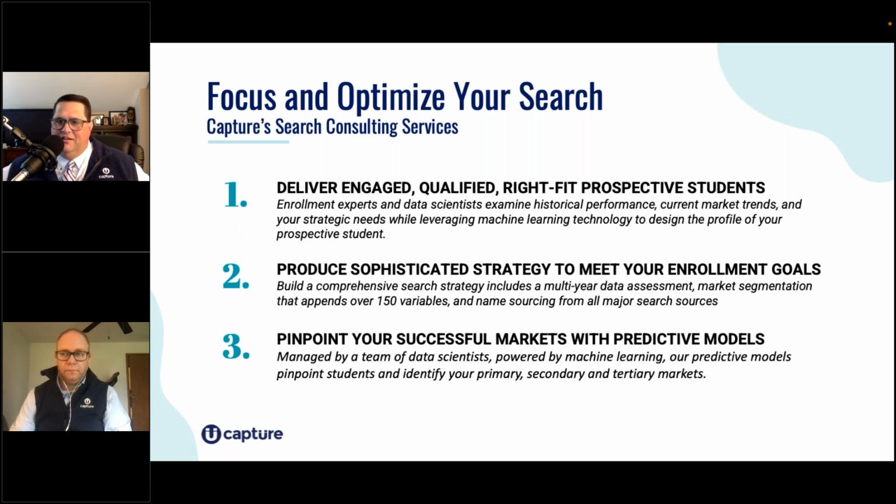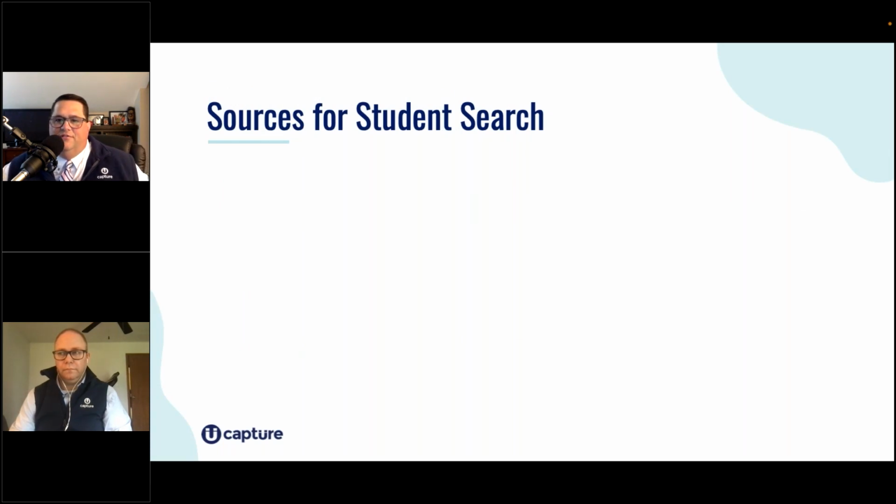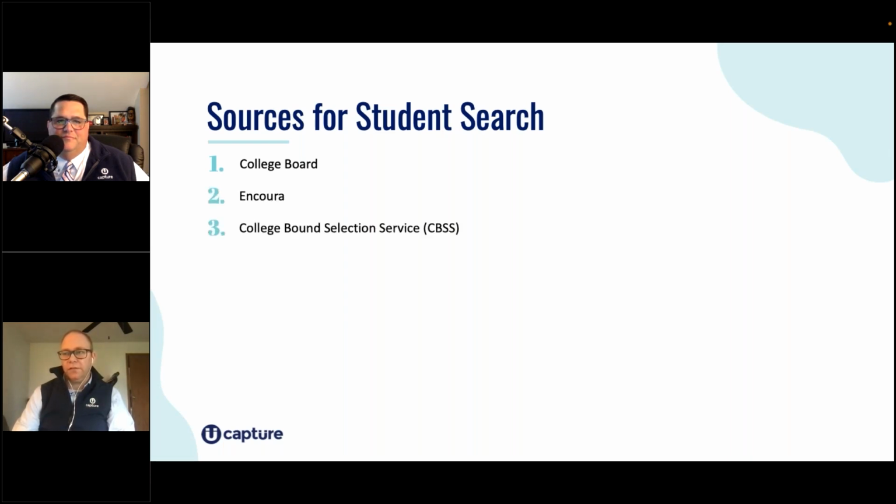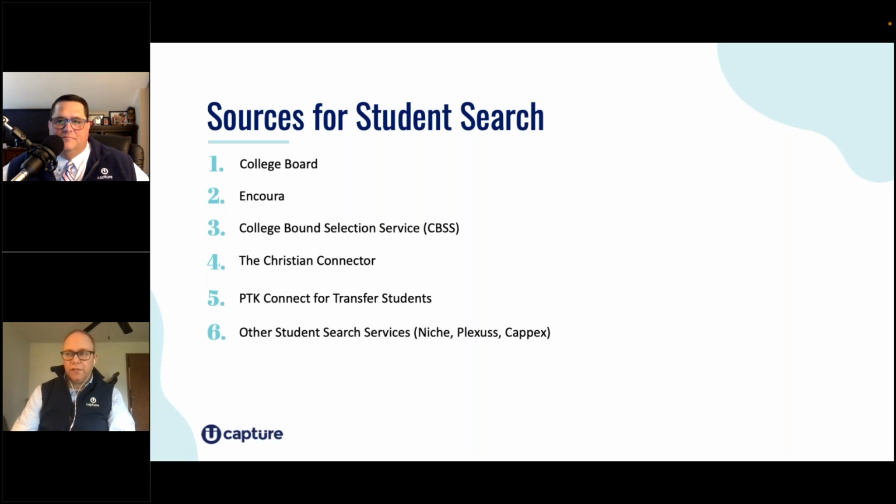And Joe kind of related that search is just one piece of the entire puzzle. We're going to talk about that as we move through some of the sources that we're using for student search. We can run through these really quick. Yeah, College Board, Encora, CBSS, the College Bound Selection Service, Christian Connector, PTK for those transfer students that are out there. There are other services like Niche, Plexus, CapEx, and some of those college search platforms that are out there.